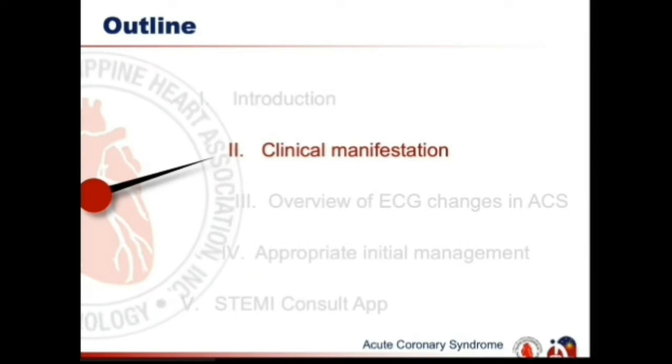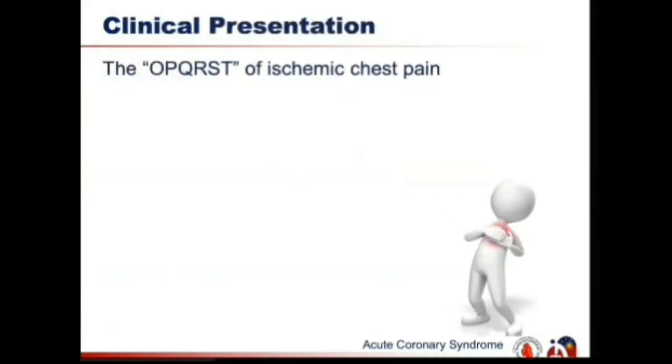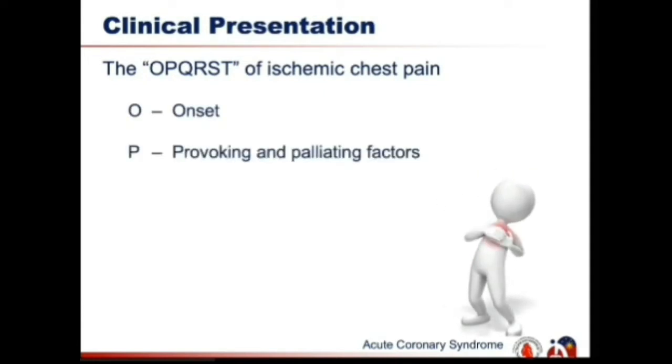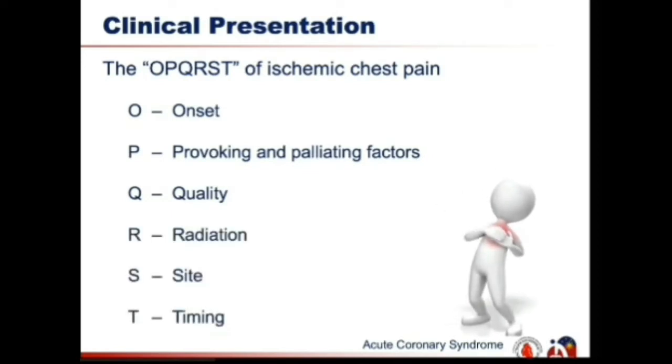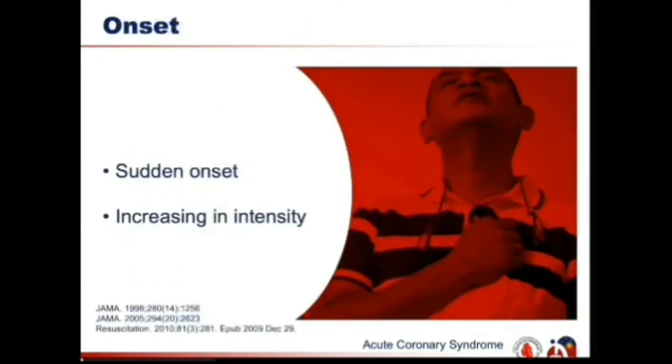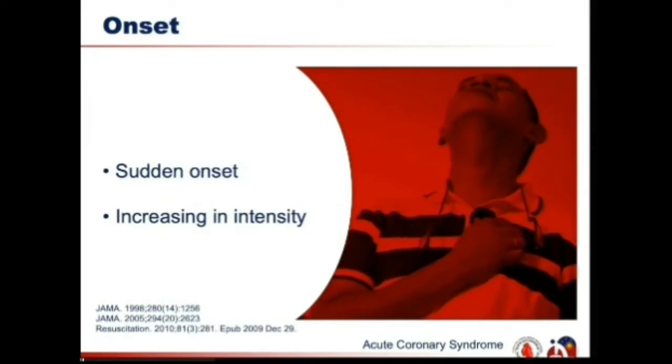ACS typically presents with chest pain. Angina pectoris is the term used when the discomfort originates from the heart. The pain can be described using the OPQRST: O for onset, P for provoking and palliating factors, Q for quality, R for radiation, S for site, and T for timing. The chest pain of ACS is usually sudden in onset with increasing intensity.